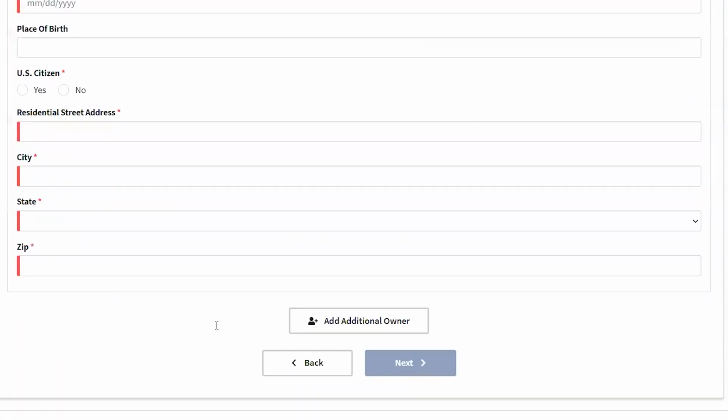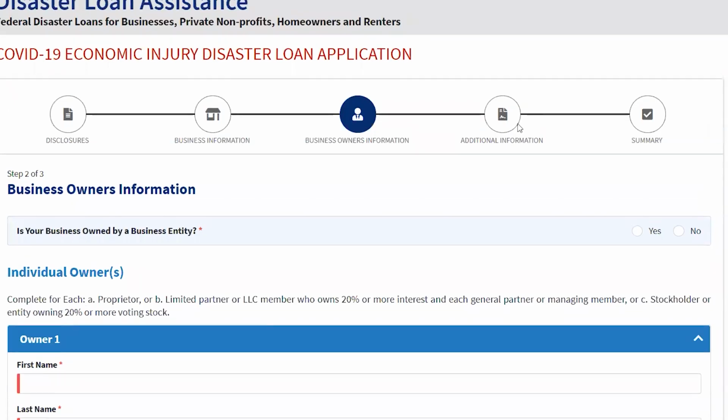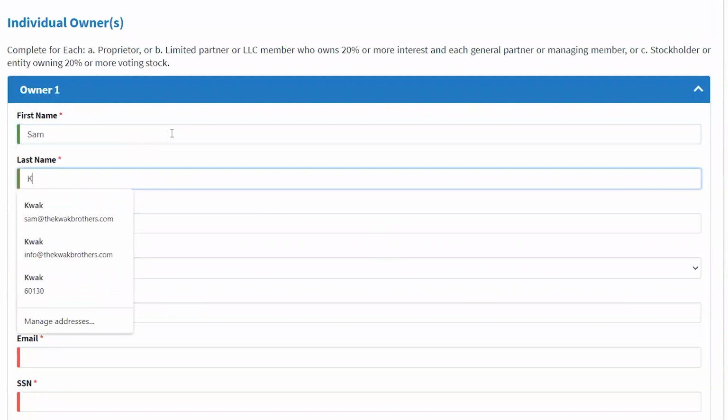Hit next, and you're gonna go and put in your owner information. So if you are the sole owner, then this is your information, your personal information. If you have a partner, then obviously you're gonna have to put in your partner information in as well. Now the first thing you don't wanna miss is this question right here. Is your business owned by another entity? So if your LLC is owned by a corporation, then you say yes, right? If your LLC is owned by you, then no, it's owned by a natural person. So I'm gonna put no, and go and put in your information.